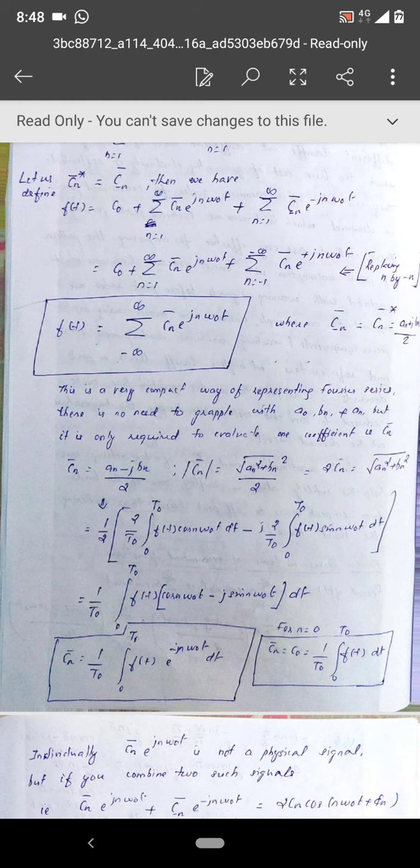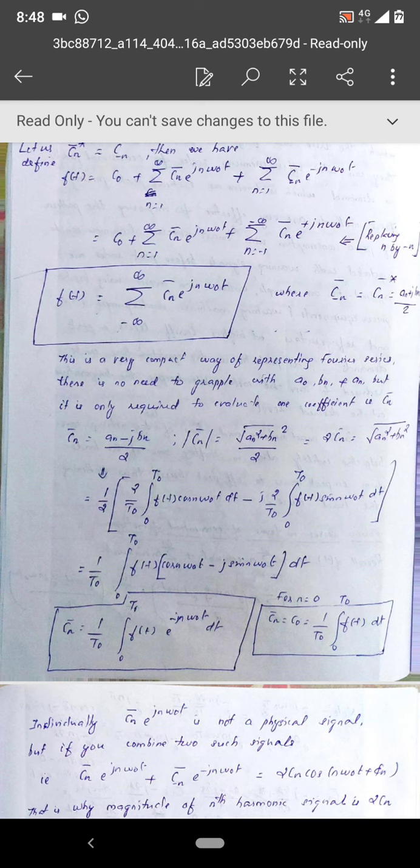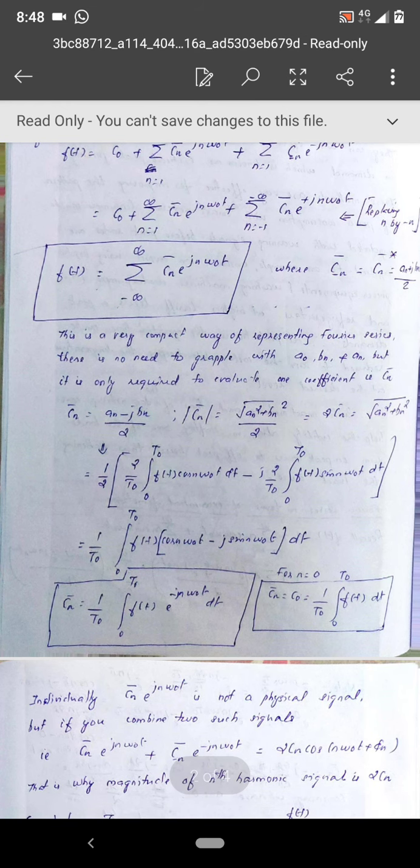So this is the equation which you have to use for the evaluation of Cn bar. And how do we get the value of C naught? I made a statement earlier that A naught is equal to C naught, or A naught was simply replaced by C naught. How is that occurring? We know the equation for Cn bar. If I substitute n as 0, then e raised to 0 is 1. So if n is equal to 0, then Cn bar is C naught, which is equal to 1 by t naught, integration from 0 to t naught f of t dt. And this was the same equation for A naught also.